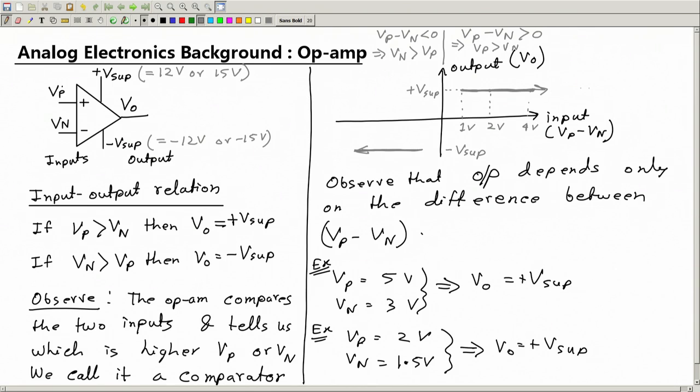equal to minus V supply, and here you can put an arrow to indicate that it goes on like this, flat, horizontal. Also you can call this a saturation. It doesn't increase or decrease any further, ideally. So this is the graphical behavior. The same two-line fact, that if VP is higher, output is positive, if VN is higher, output is negative, can also be represented graphically, pictorially with this diagram. And this diagram we call the static characteristic.